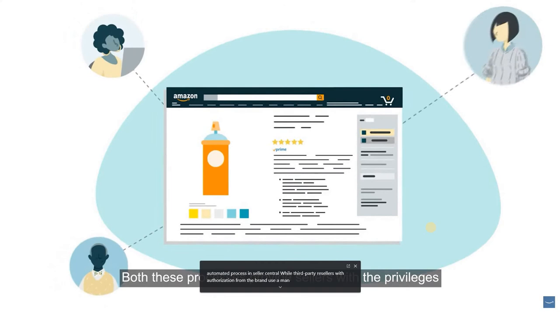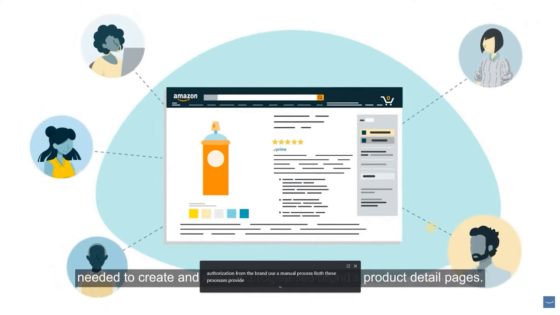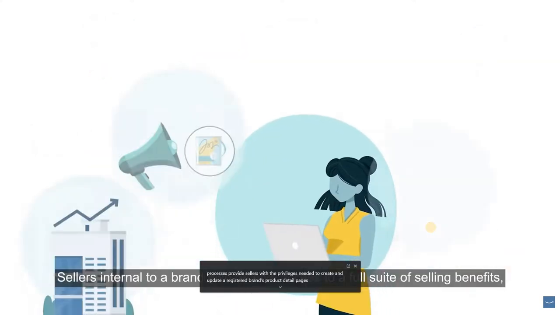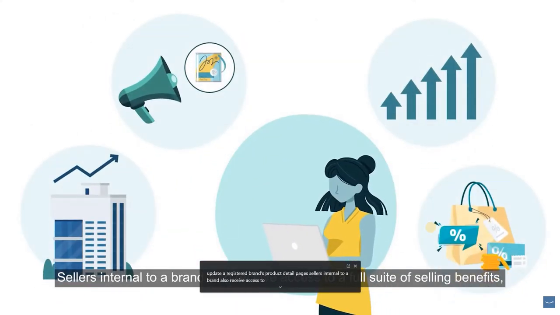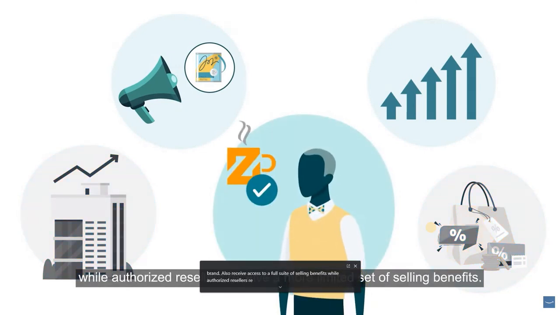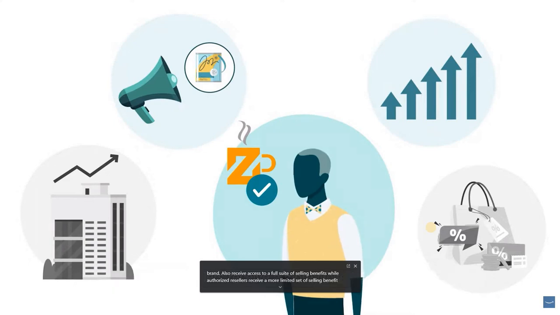Both these processes provide sellers with the privileges needed to create and update a registered brand's product detail pages. Sellers internal to a brand also receive access to a full suite of selling benefits, while authorized resellers receive a more limited set of selling benefits.